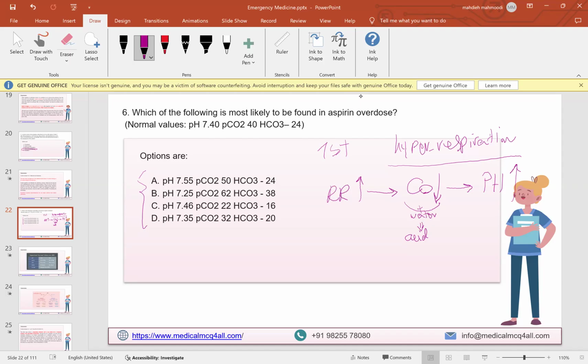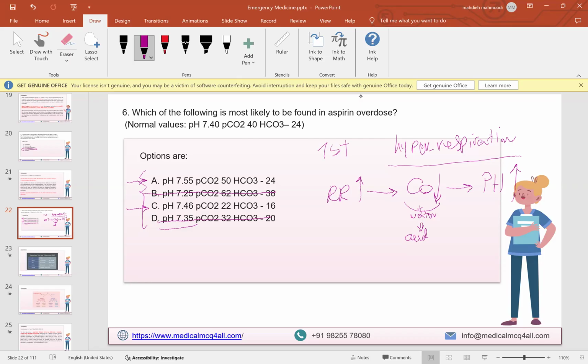So how should the pH be? pH should be increased, either normal to increased or mildly increased. So this doesn't look like it. This is towards low. This is high. This is very low, and this is very high. So we're between A and B.